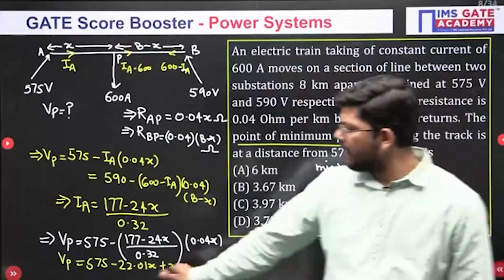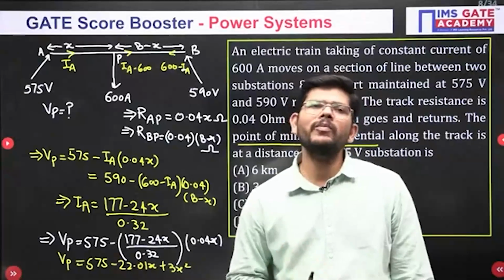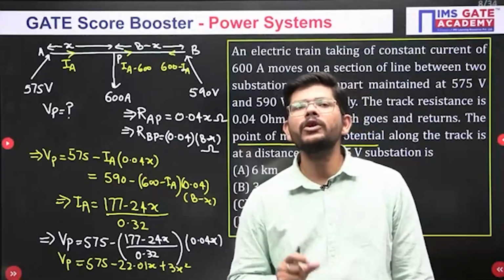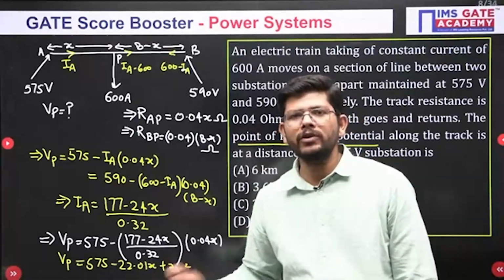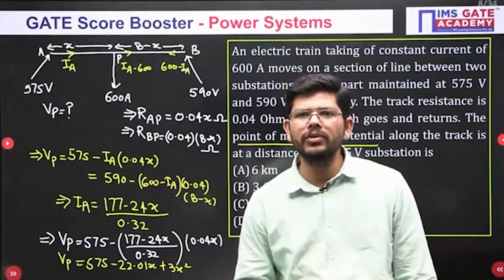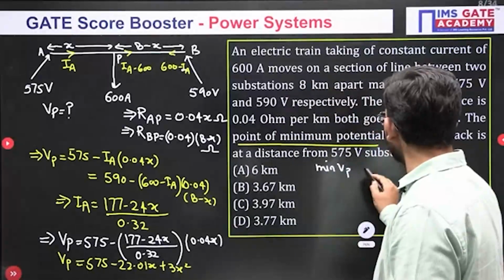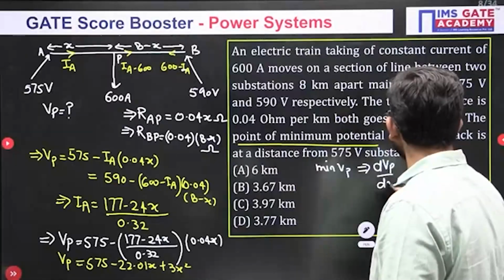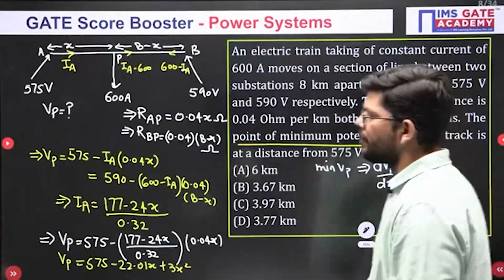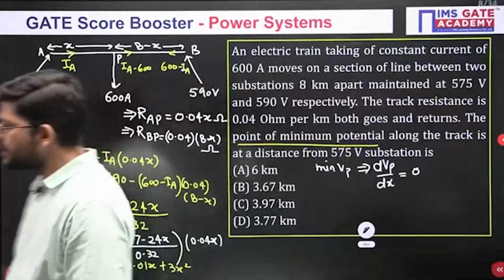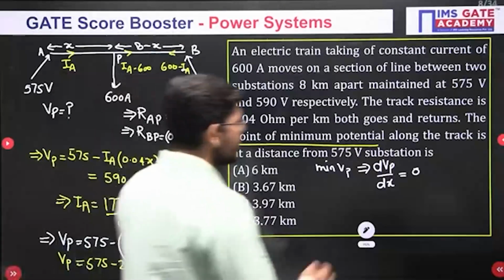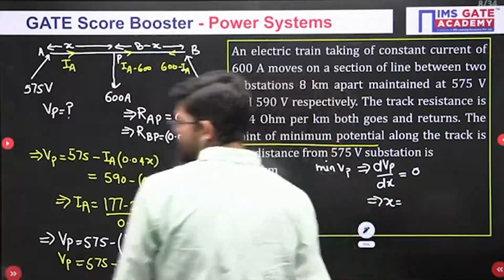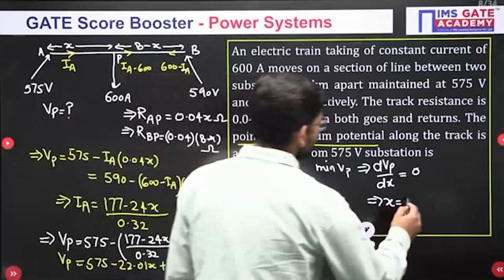So guys, if you have an equation and you have to find out the minimum or maximum value, what is the first thing that you will do? You will differentiate it with respect to the variable and equate it to 0, isn't it? So for minimum Vp, you will differentiate it with respect to x and equate it to 0. And the moment you do it, you will get the value of x, which comes out to be 3.67 kilometer.